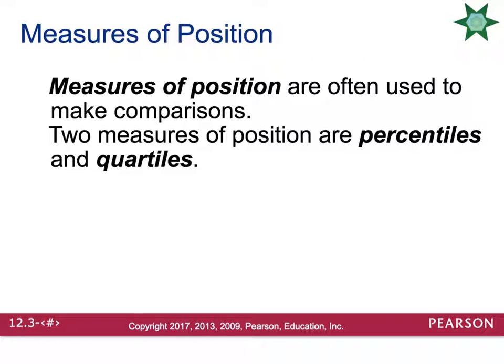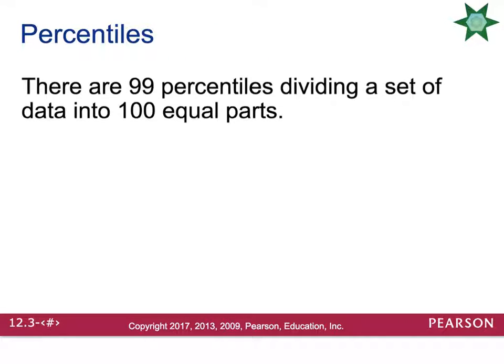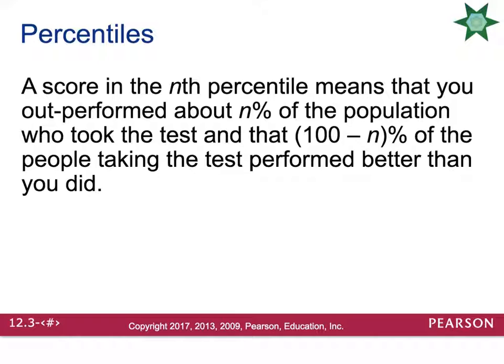Another way you can talk about numbers is by measuring their position. Measures of position are used to make comparisons. And the two measures of position we're going to talk about today are percentiles and quartiles. Percentiles, there's going to be 99 percentiles that divide you into 100 equal parts. So when someone tells you that you're in the 90th percentile, that means that you outperformed about 90% of the population and that 10% of the population performed better than you.